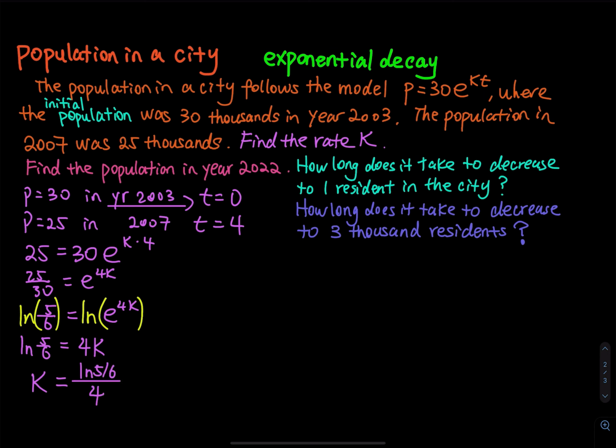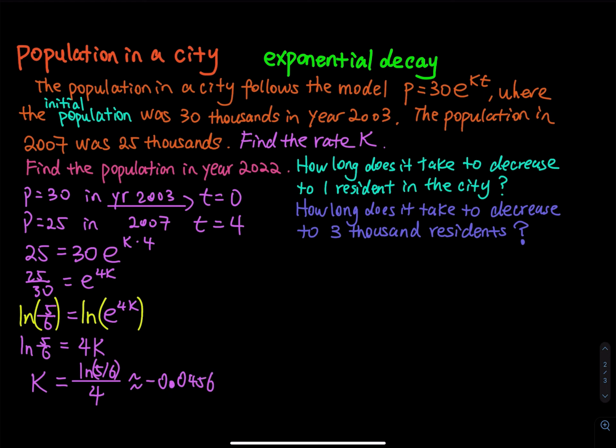I would like to see this on everyone's paper. ln of 5 over 6 divided by 4, this is the exact value of the rate. 5 over 6 is between 0 and 1, so the ln is negative. When you take ln of 5 over 6 divided by 4, I would like to approximate this to 4 decimal places, that is negative 0.0456. So let me talk more about this.